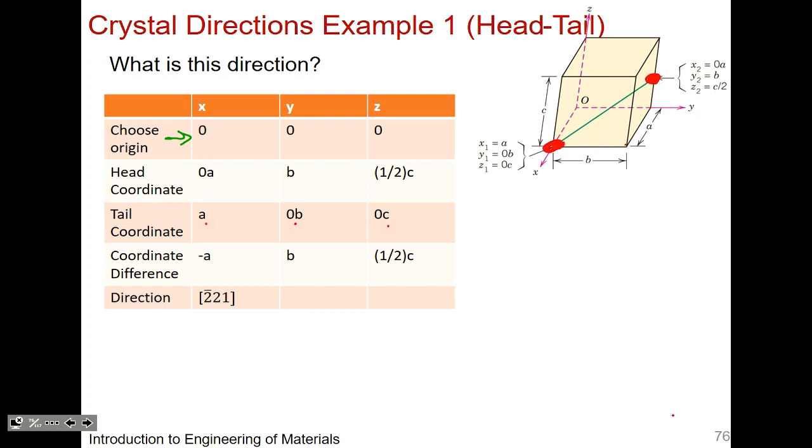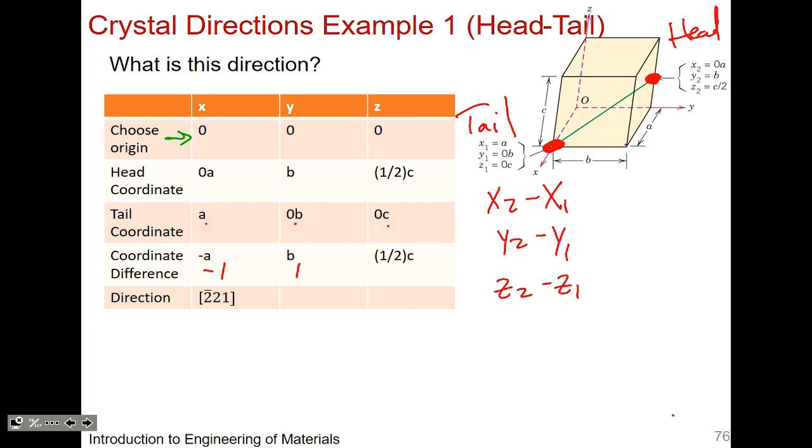So the difference is just going to be x2 minus x1, y2 minus y1, z2 minus z1. And so here's your tail, the x1. Here's the head of that direction. And so the difference is just -1, 1, 1.5.